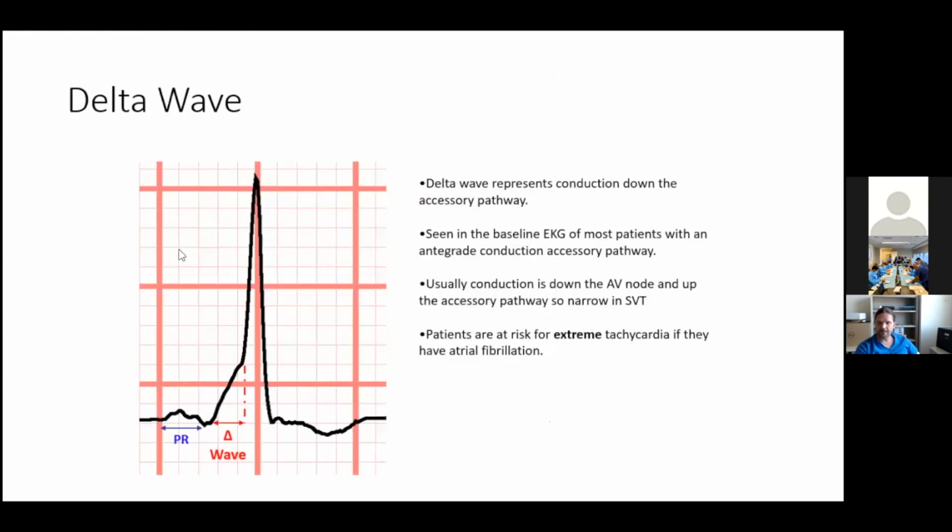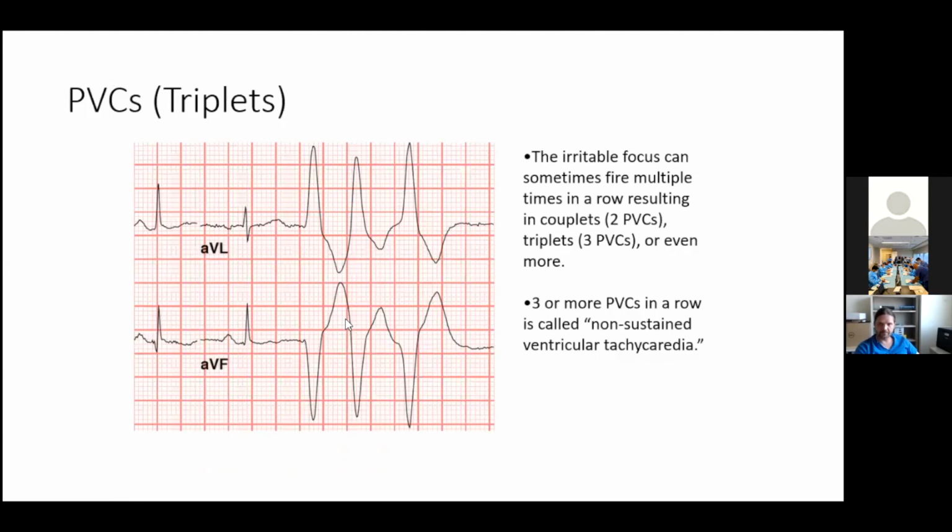AVRT has an appearance very similar to AVNRT. One thing that can be helpful is to look at the 12-lead EKG. Delta waves on 12-lead can really give you the hint that patients have Wolff-Parkinson-White and are set up to have extreme tachycardia if they go into pre-excited atrial fibrillation.